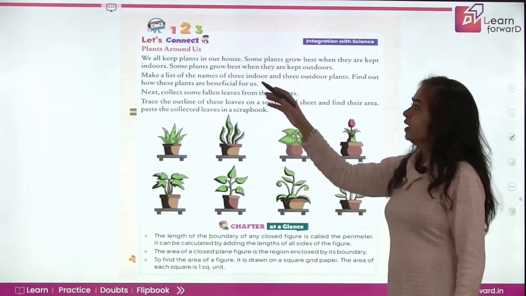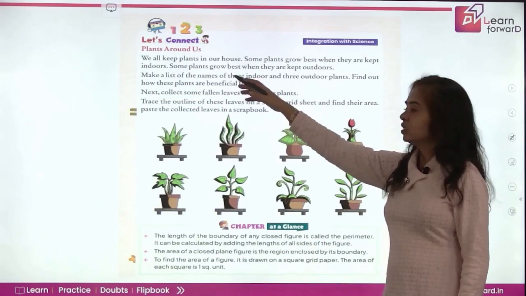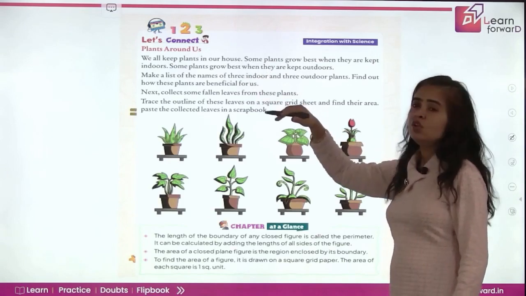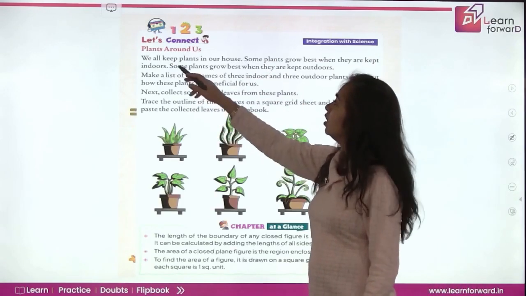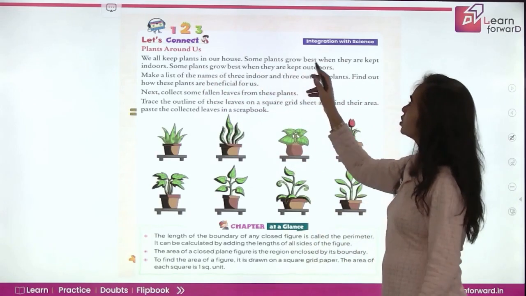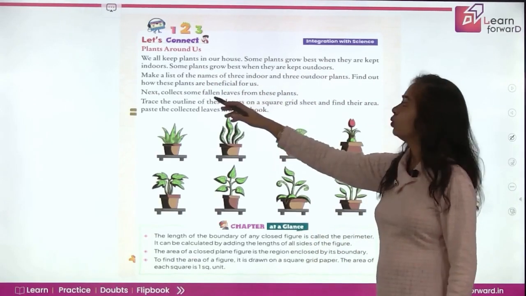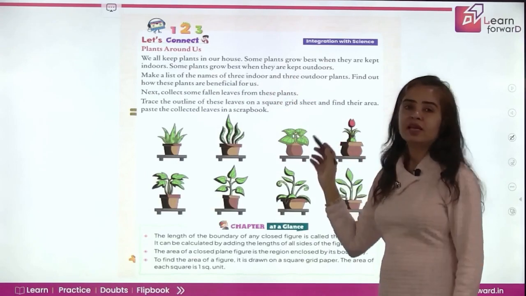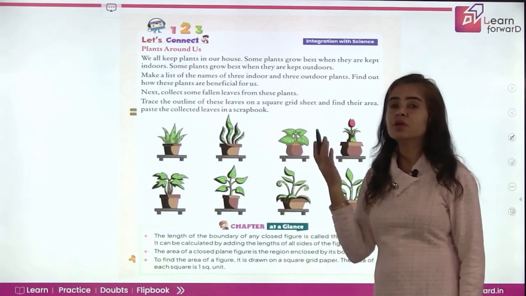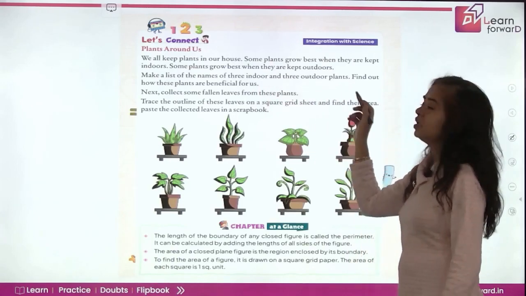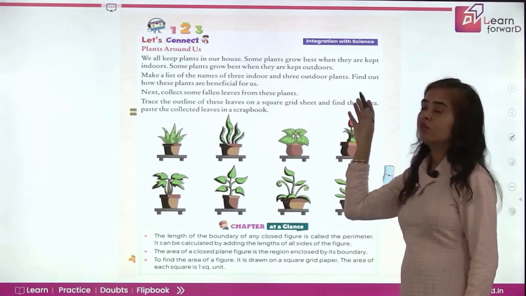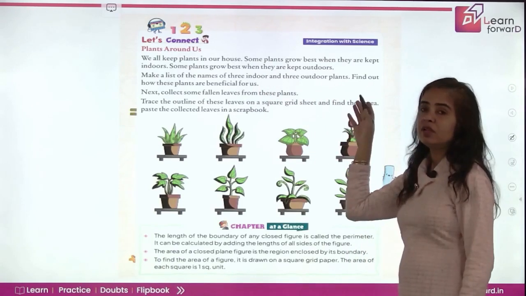Now let's connect. We have a project for you, plants around us. What you have to do is you have to collect the leaves of different plants. We all keep plants in our house. Some plants grow best when they are kept indoors. Some plants grow best when they are kept outdoors because they need more sunlight. Make a list of names of 3 indoor and 3 outdoor plants. You can take help from your parents or the gardener if he comes to you.